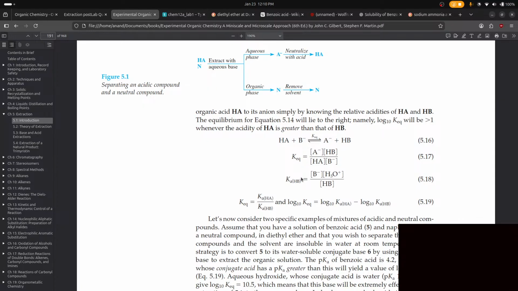I forgot about this. So yeah, you can do like, wait. Yeah, HA. So reaction 1, HA goes to A minus plus H plus.